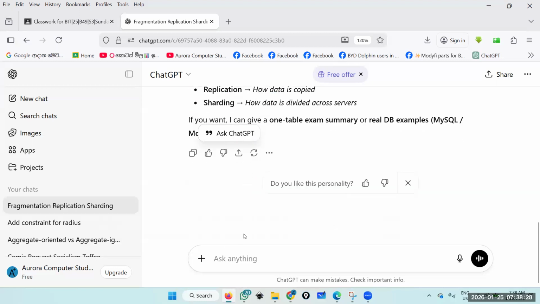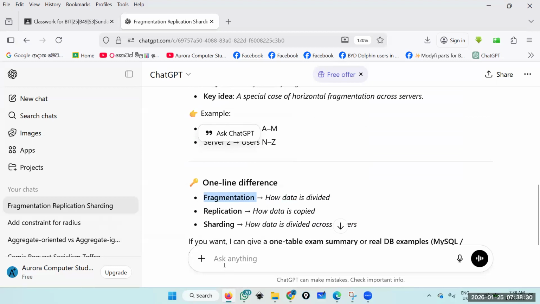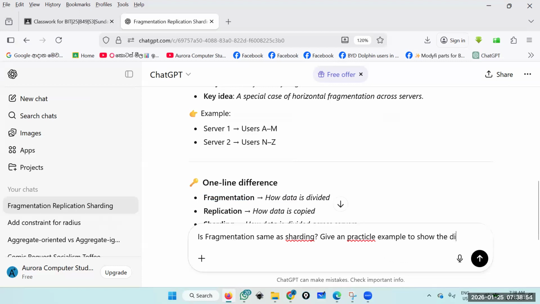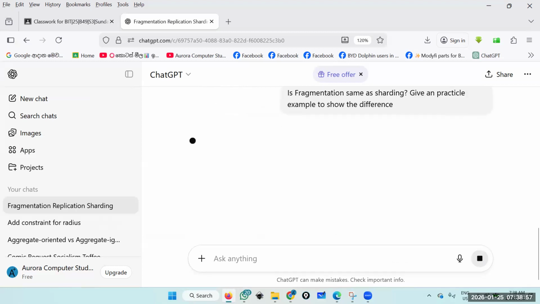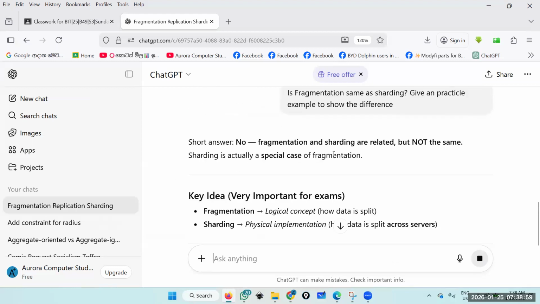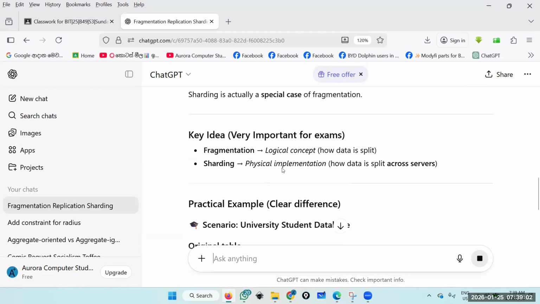Okay, we can challenge ChatGPT also, right? So you can say, is fragmentation the same as sharding? Give practical examples. Show the difference. So they say no, these are two different things. Look at how data is split.